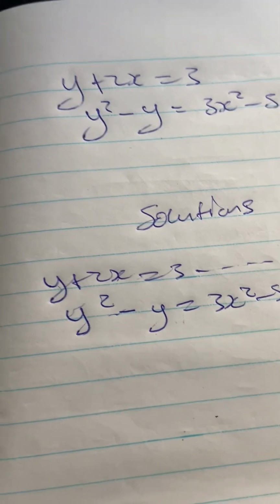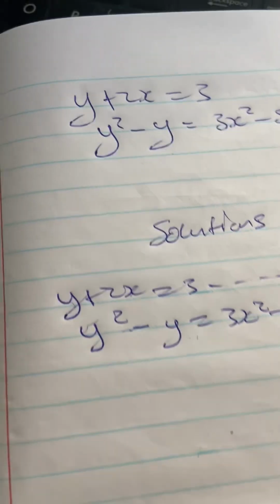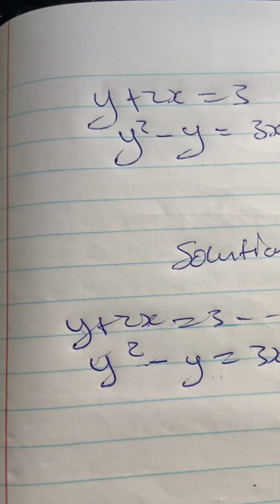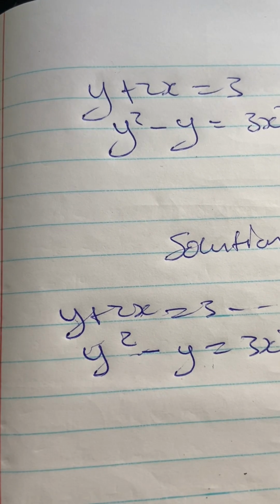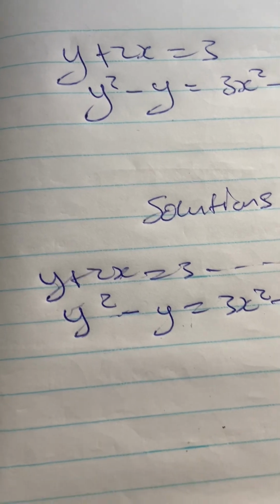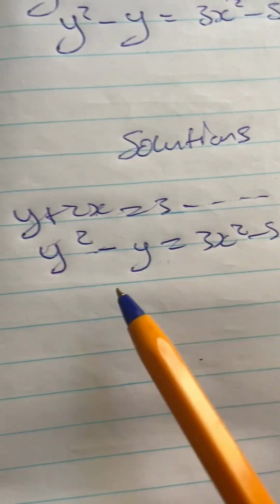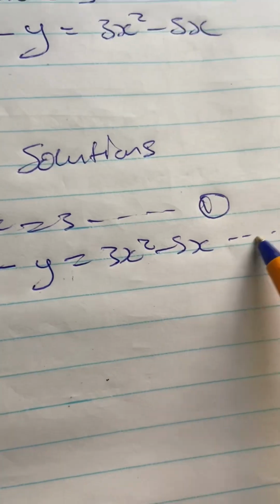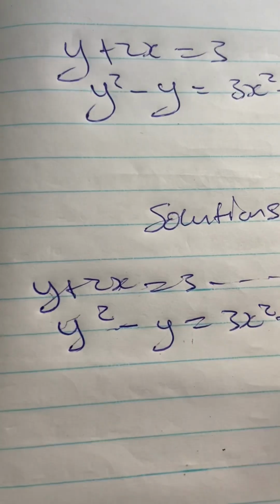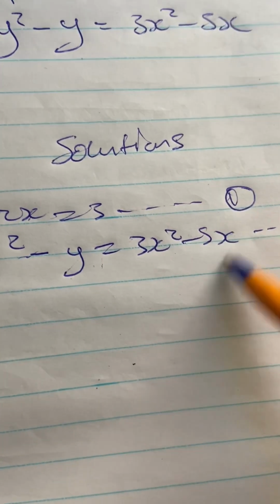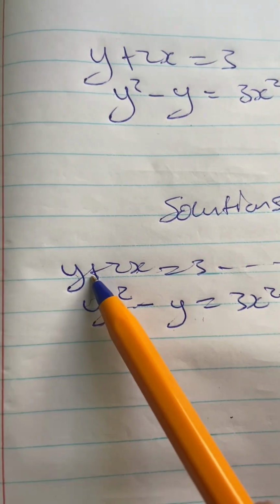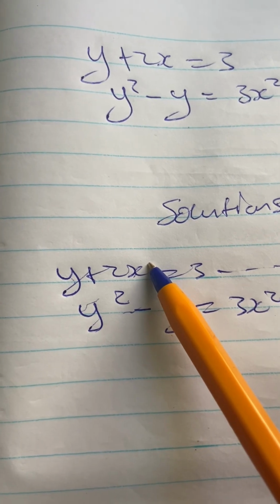So how can we solve the simultaneous equations? The only thing that we're going to do here is rewrite our two equations and name the first one equation 1, and also rewrite the second one and name it equation 2. Now you are checking which equation is the easiest one by making either y or x the subject of the formula.